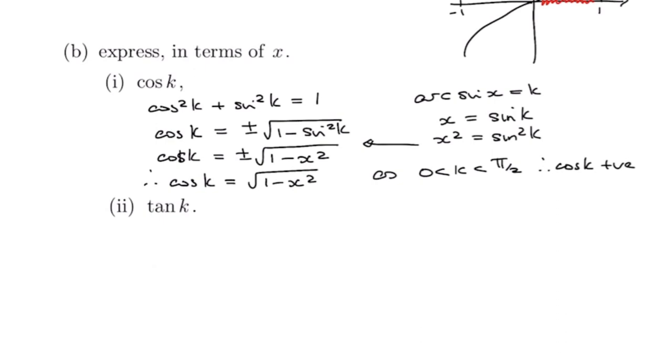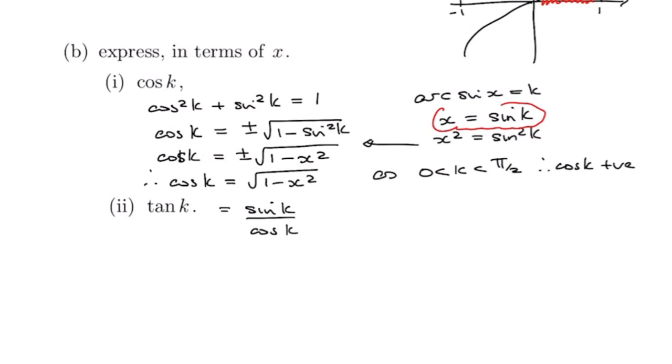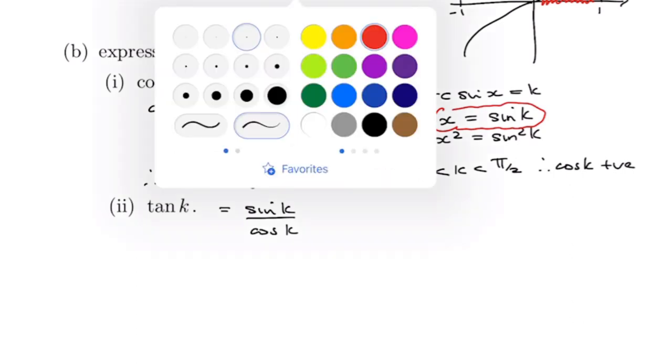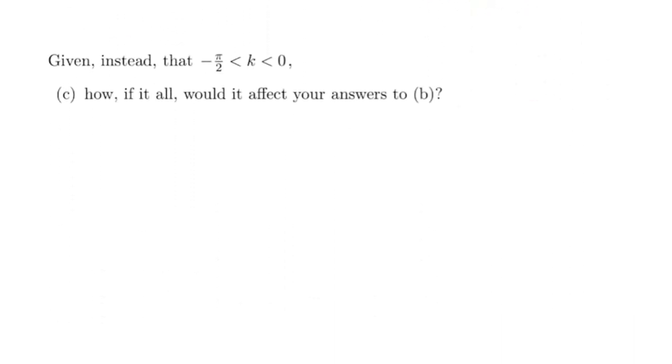Now tan of k, of course, is sine of k over cos of k. Well, we know that sine of k, we've got it up here, I'll just highlight it, is here. So that's x, and cos of k, we know, is the positive square root of 1 minus x squared. The last bit says, given instead that negative pi over 2 is less than k, which is less than 0, how, if at all, would it affect your answers to be?